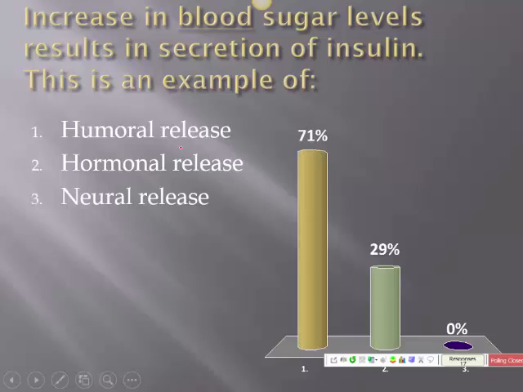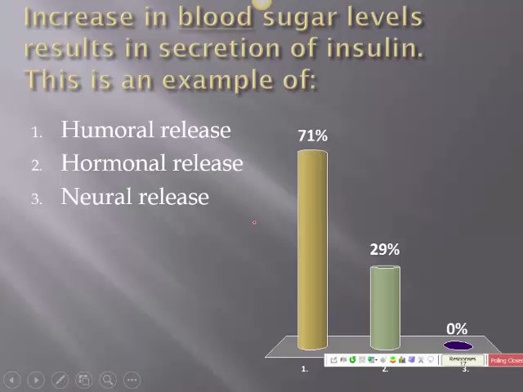Humoral release. Look at this. I said blood sugar levels. Something in the blood is causing release of this hormone. Insulin is a hormone, so something in the blood is causing release of insulin. So this would be humoral release, okay? Not hormonal release. In a hormonal release, you have to have a chain reaction, one hormone causing release of another, causing release of another.